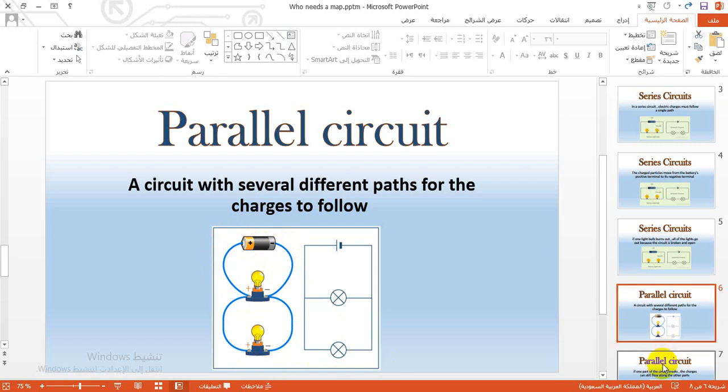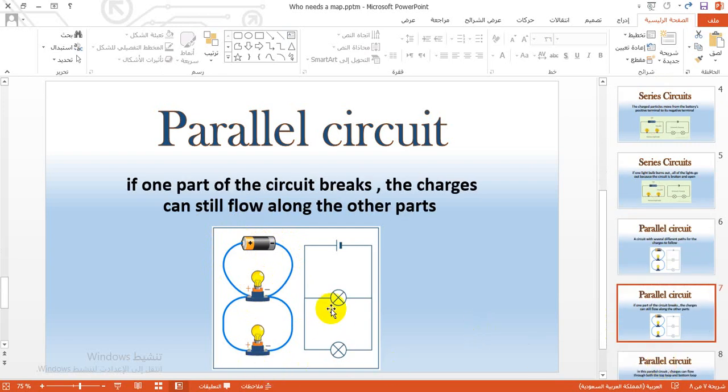Okay, let's complete. If one part of the circuit breaks, what will happen here? For example, if the light bulb burns out, will the circuit be open or closed? The first loop will be open, but the second one, no. Because the electric charge will keep moving to the first one and then to the second one without stopping the charge. Because there are independent loops, okay.